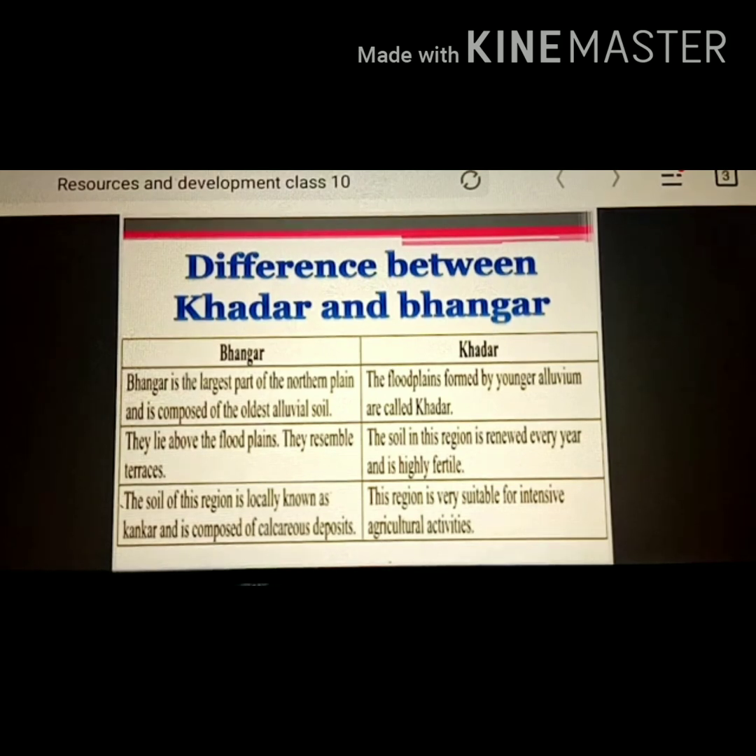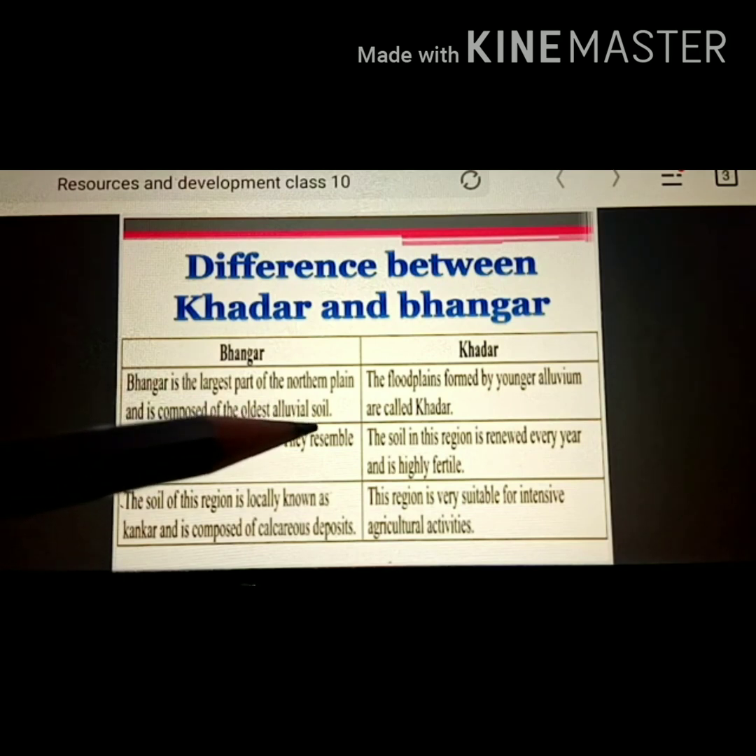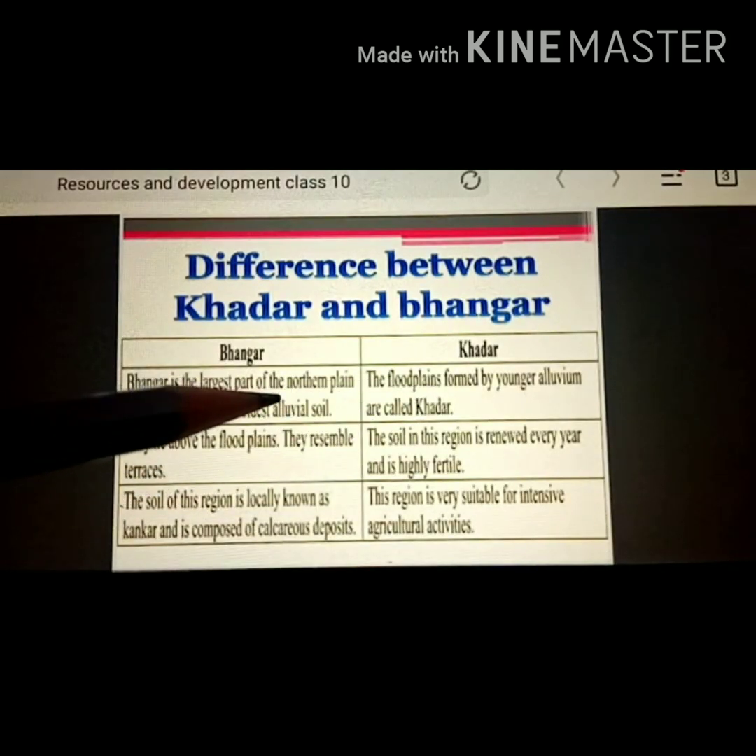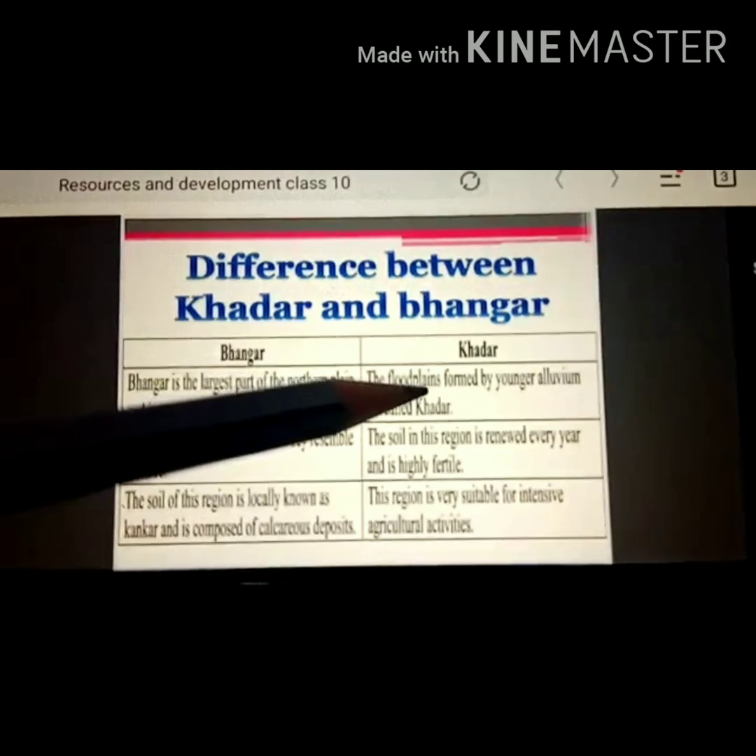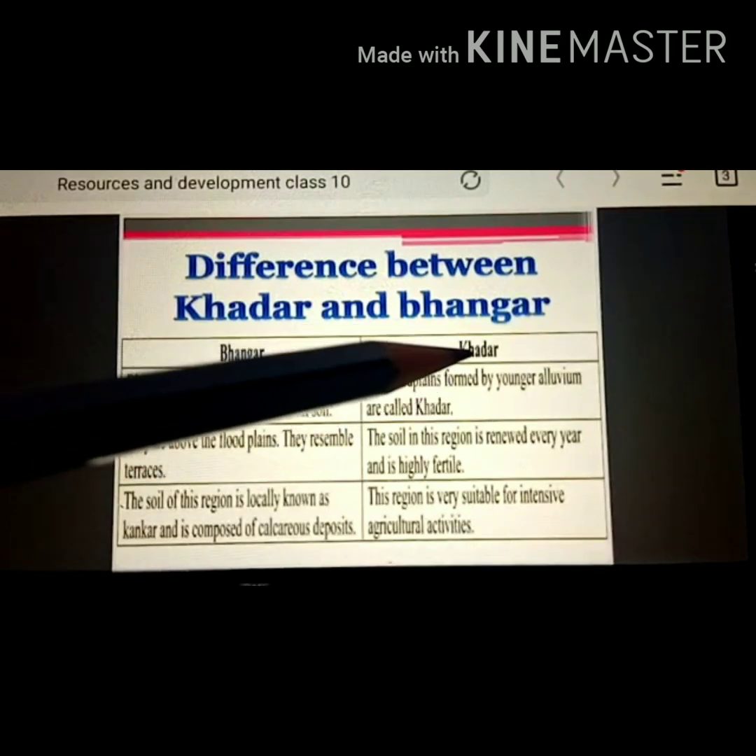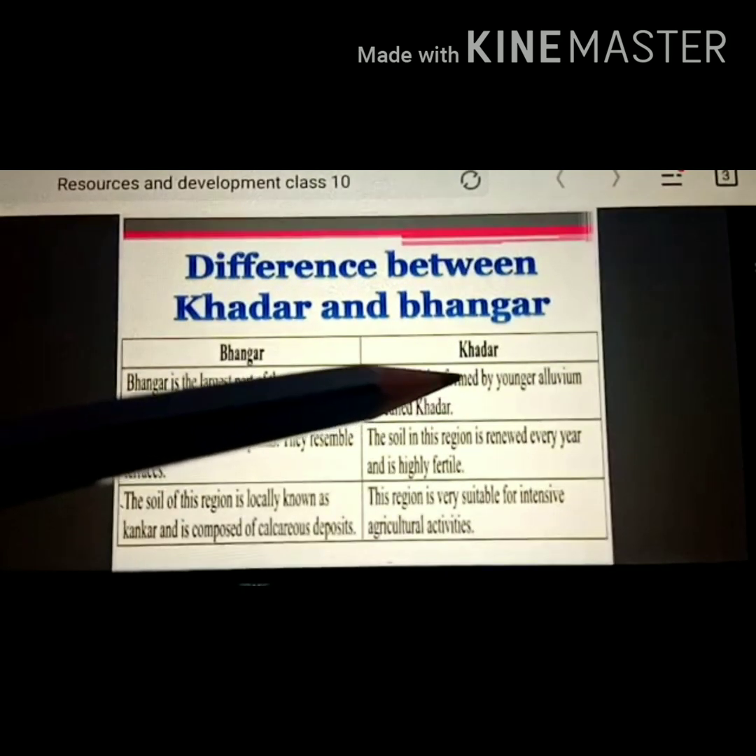Here you can see that there is a difference between bhangar and khadar. Bhangar is the largest part of the northern plain and composed of the oldest alluvial soil. The floodplain formed by younger alluvium is called khadar. Bhangar is old alluvium, and here the floodplain, the plains which are created by rivers after flood, is renewed every year.